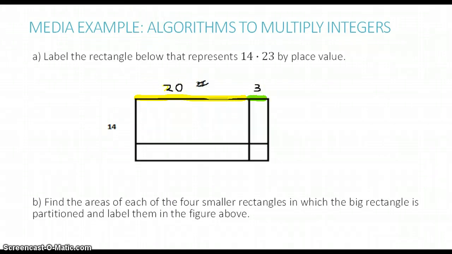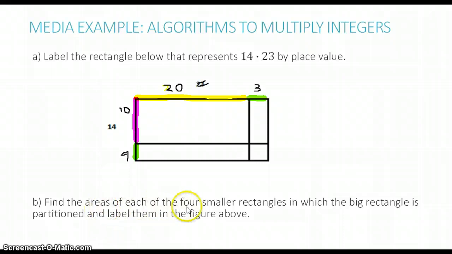Now let's do this for 14. The tens place for 14 is 10, so we have 1 ten here. And the units place for 14 is 4. So we've labeled this by place value. 20 is in the tens place and 3 is in the units place for 23. 10 is in the tens place and 4 is in the units place for 14. Let's move to the next part.